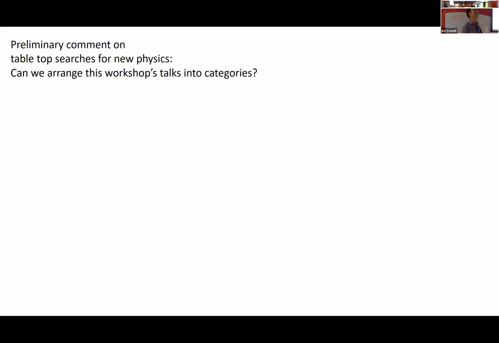and looked at all the talk abstracts and organized them ahead of time. So let's see if we can put all our talks into categories. And there's different ways we can put, especially the experimental talks today, into categories.